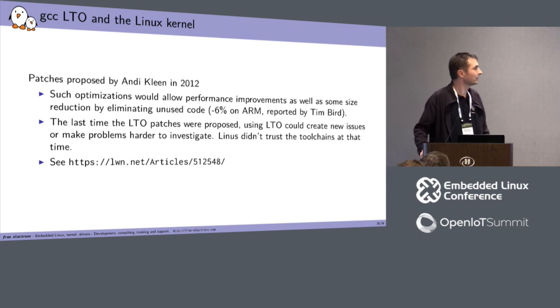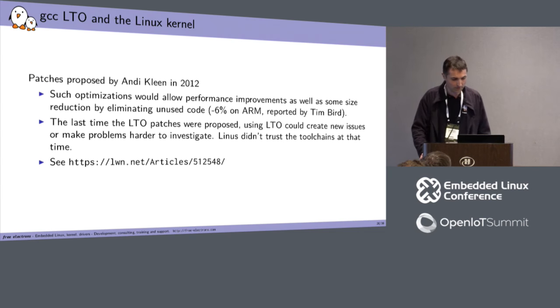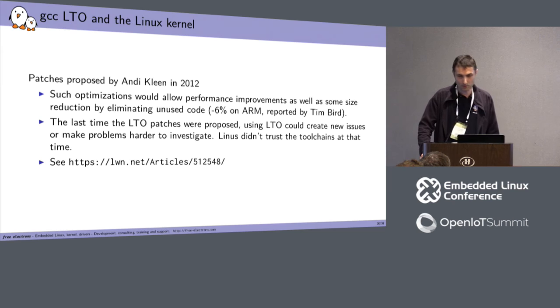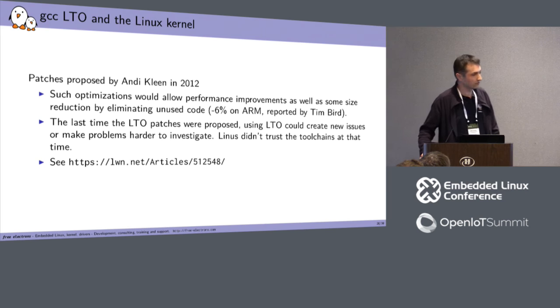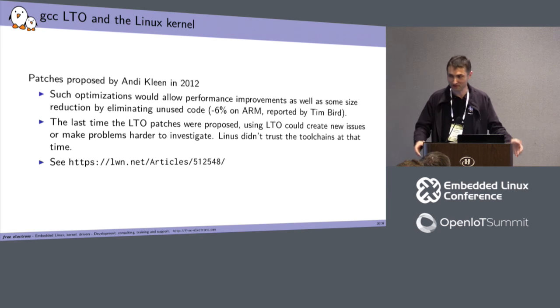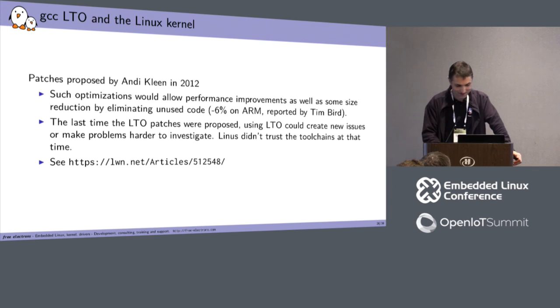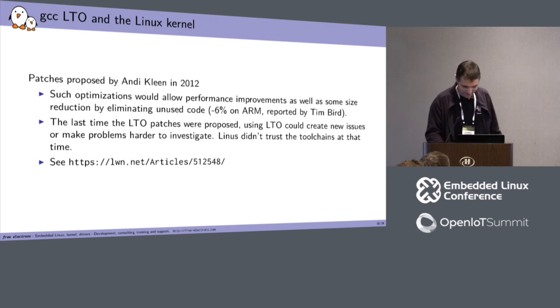A few words about LTO. It can be an interesting solution. Patches were proposed by Andi Kleen back in 2012. The problem is that at the time the patches were submitted, they were creating new, more difficult to investigate problems. So they couldn't be accepted back then. People, including Linus, didn't really trust the toolchains at that time and were afraid of LTO creating new bugs that would be difficult to investigate. That may be worth trying again. Another possibility is to use Clang, but that's in one of the slides forward.